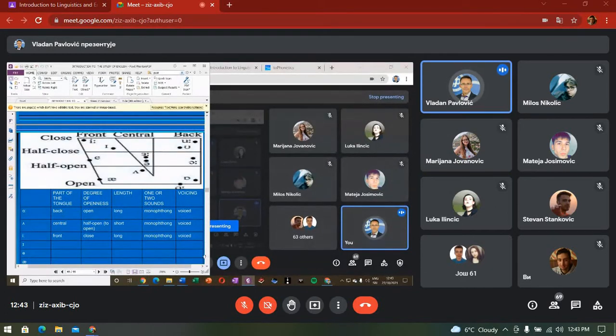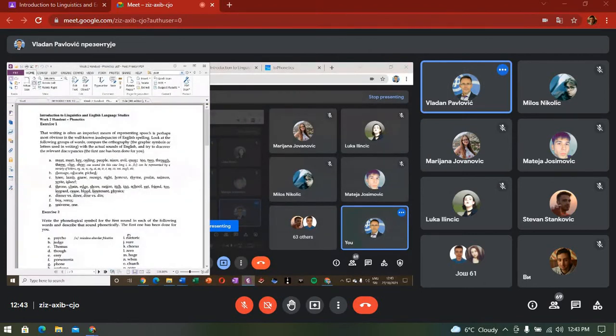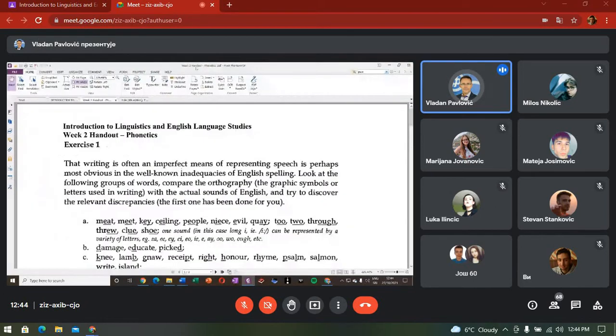Okay, let's now move on to the handout. So here it is. That writing is often an imperfect means of representing speech is perhaps most obvious in the well-known inadequacies of English spelling. Look at the following groups of words, compare the orthography, namely the graphic symbols or letters used in writing, with the actual sounds of English, and try to discover the relevant discrepancies. The first one has been done for you. So this is what we mentioned last time.